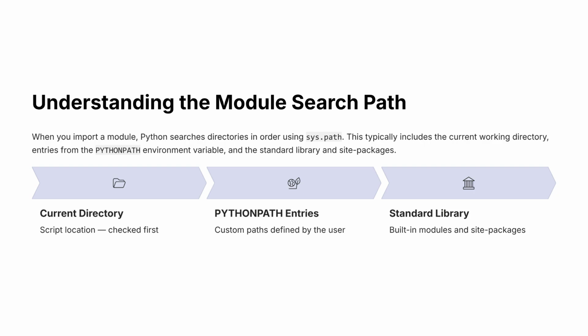And finally, it checks the standard library and site-packages. That's where everything you install with pip lives. So if Python says it can't find your module, nine times out of ten, it's a path issue. Check sys.path in the REPL and you'll figure it out fast.